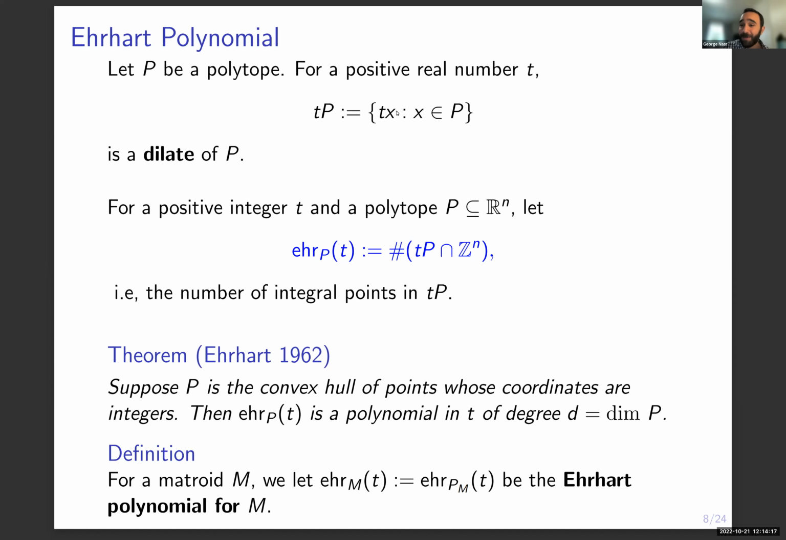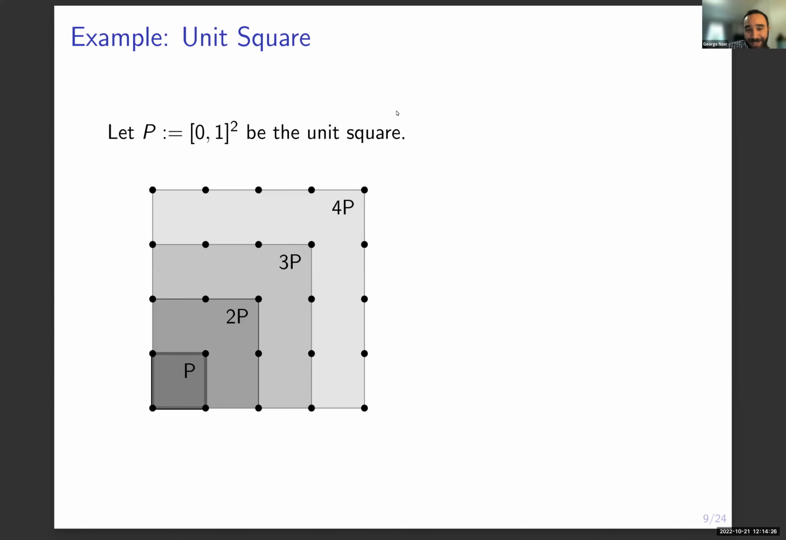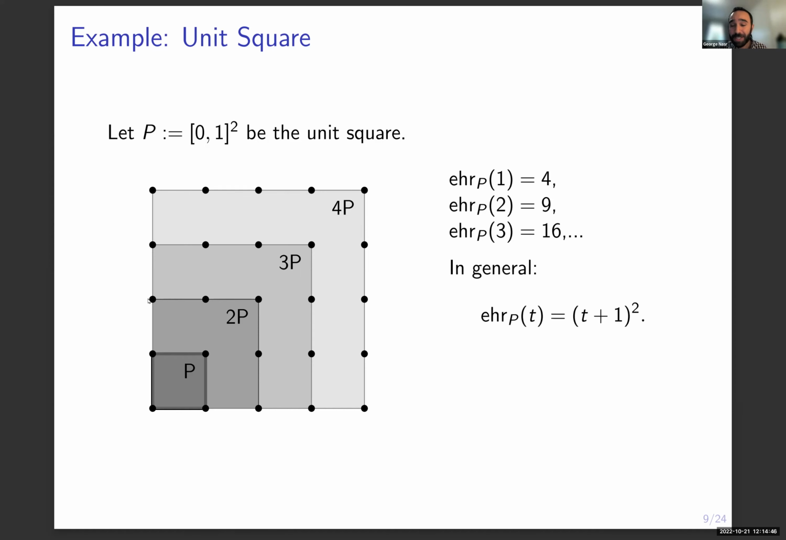Great. So let me just give you a quick example just so you can get a feel for what these look like. I won't do it for a matroid though. I'll just pick my polytope to be the unit square. So here's my unit square and its dilates. And we can verify that E sub P of 1, just the number of integral points inside the original polytope, is 4. In the second dilate, there are 9 points. In the third, there are 16. And indeed, in general, there are (T plus 1) squared, which is in fact a polynomial.